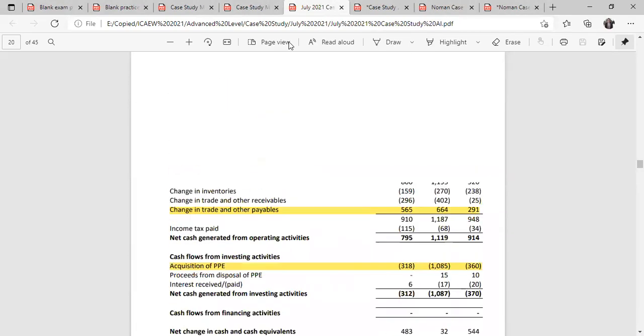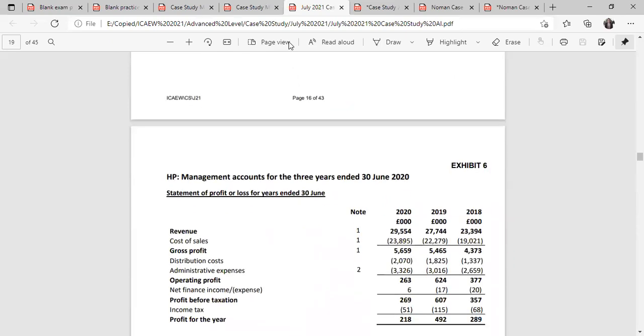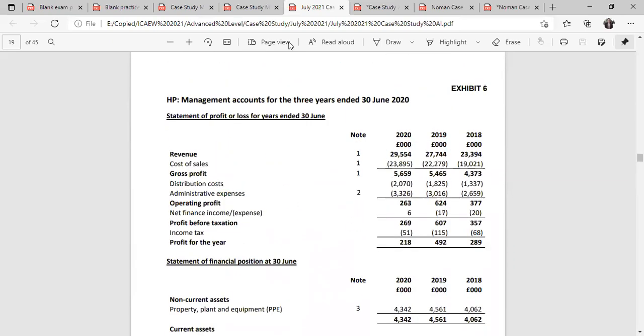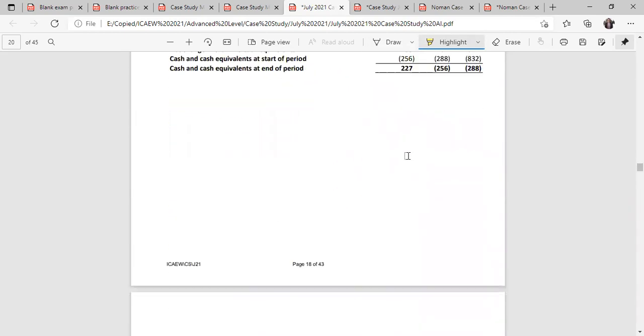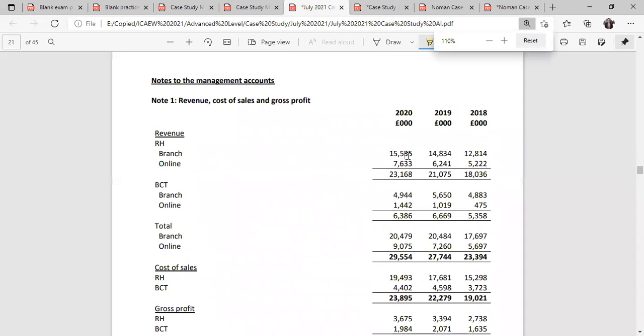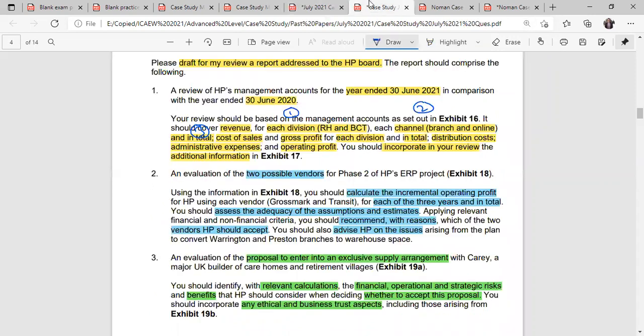Yes, these are management accounts. In this exhibit 6, we have management accounts. First of all, we have a revenue total. If we move on to note 1, then we can see we have revenue for RH and we have revenue for BCT. It means this is my revenue for each division, RH and BCT.